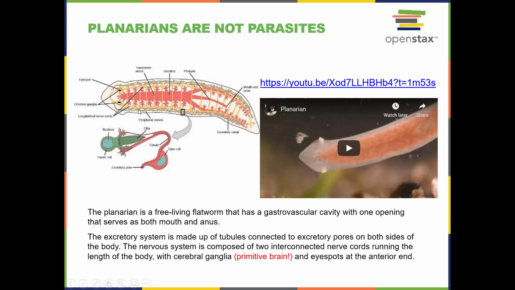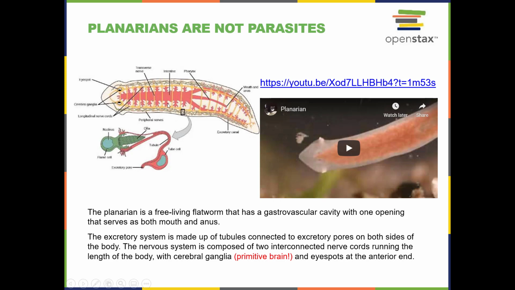The nerve net crosses over the body, but there is, in this organism, more neurons concentrated at one end of the body. So we call that the cerebral ganglia, and that's really a way of saying a very primitive kind of brain. Now, the amount of decision making that a planarian can do is limited, but there is a little bit of concentrated neural tissue on this end of the animal.